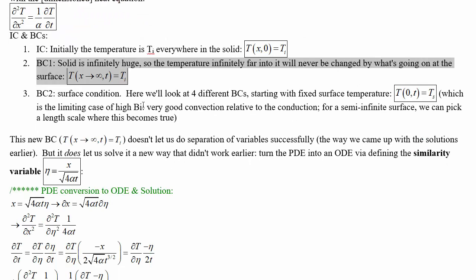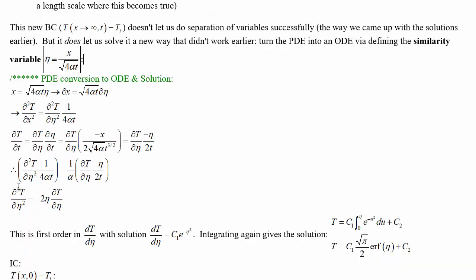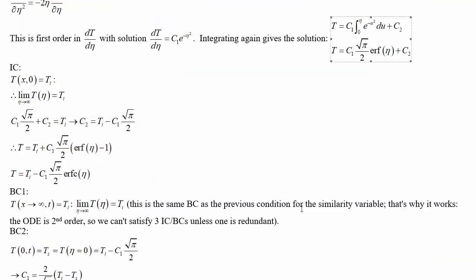Okay, so you can solve this, but not using the same way that we did before. The way is to define a similarity variable, eta. After you substitute this into the differential equation, it turns it into an ODE in del T by del eta, which is first order. So you separate and integrate to get what del T by del eta is, and then that means that temperature is the integral of this thing, which is why these error functions get introduced, because we end up with an integral of e to the negative u squared du.